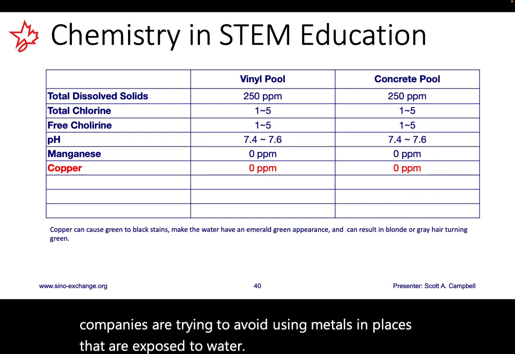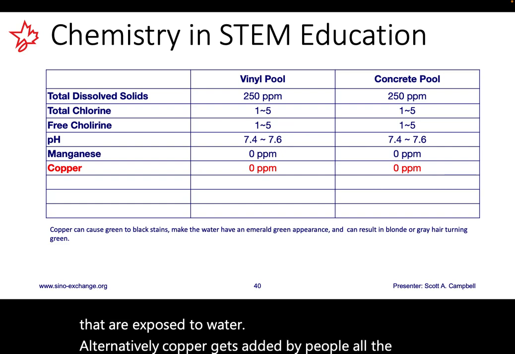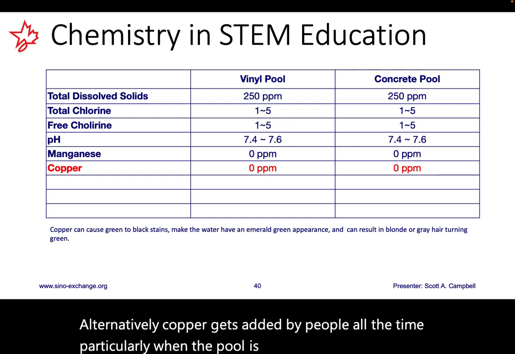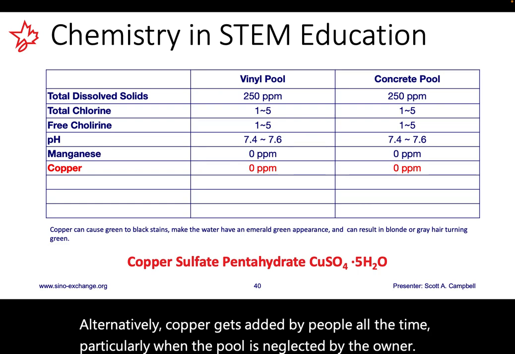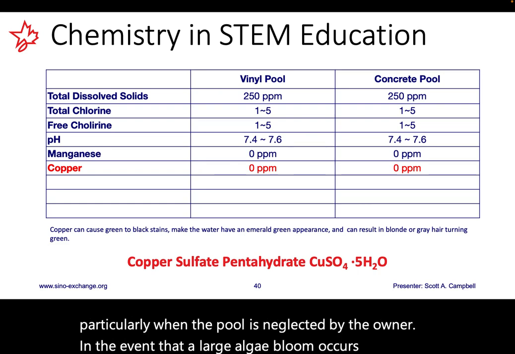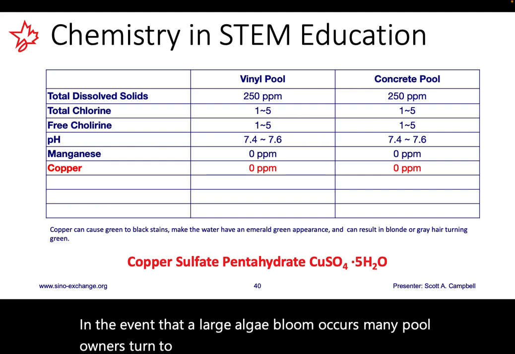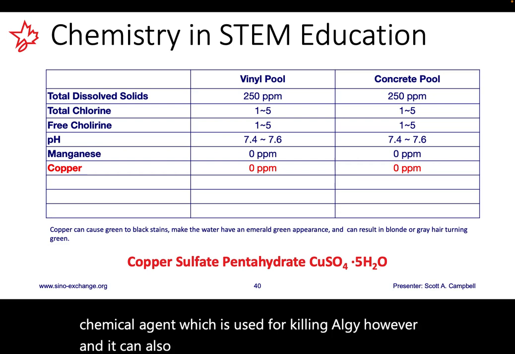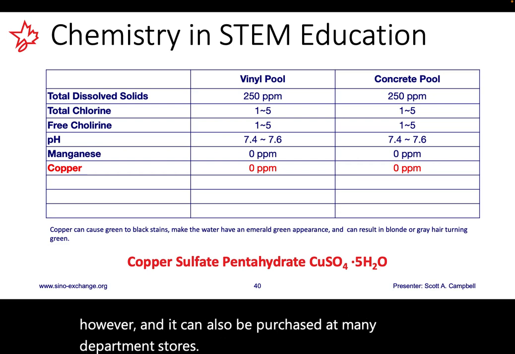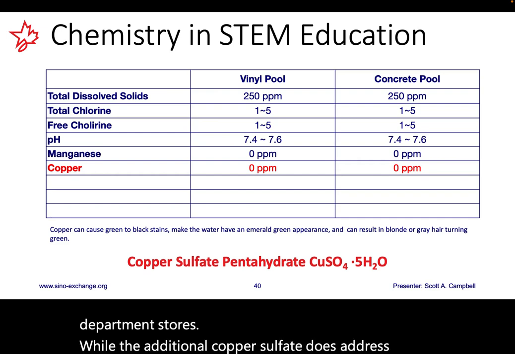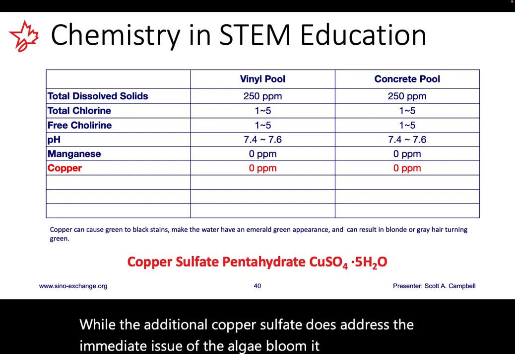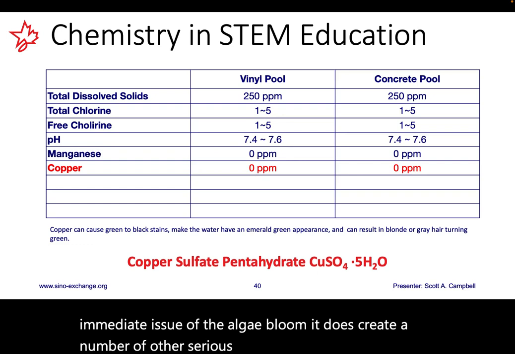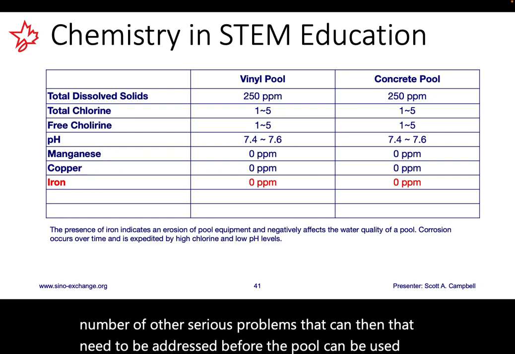Alternatively, copper gets added by people all the time, particularly when the pool is neglected by the owner. In the event that a large algae bloom occurs, many pool owners turn to copper sulfite, which is a highly effective chemical agent used for killing algae, and it can also be purchased at many department stores. Now, while the addition of copper sulfite does address the immediate issue of the algae bloom, it does create a number of other serious problems that need to be addressed before the pool can be used again by swimmers.